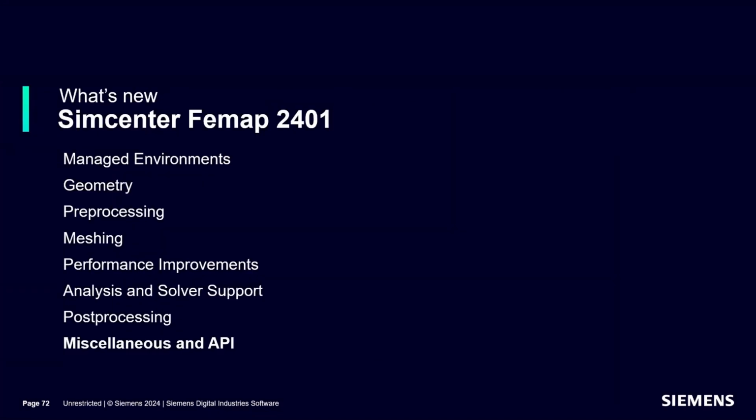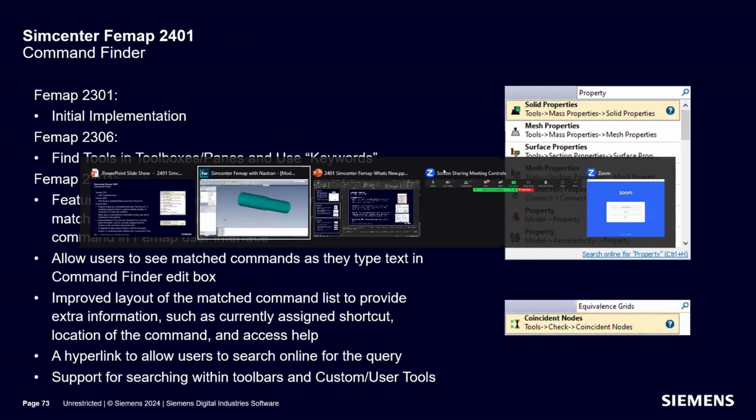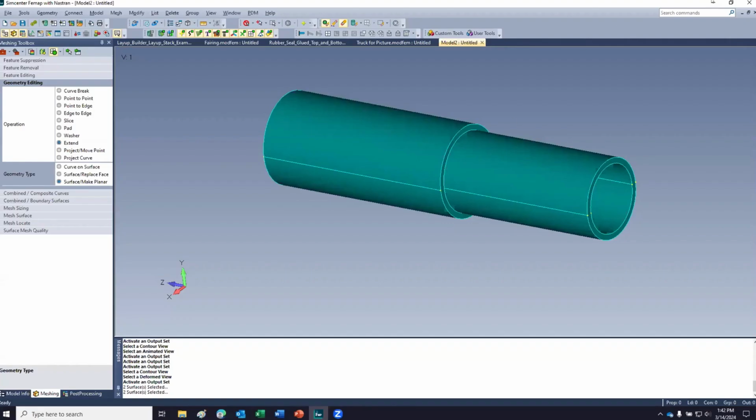Okay, coming to the end here. A little bit about miscellaneous. Again, I'm just going to come back in here to FEMap. We implemented the command finder in 2301. Then we improved it quite a bit for 2306. And we've now done this even more so for 2401.